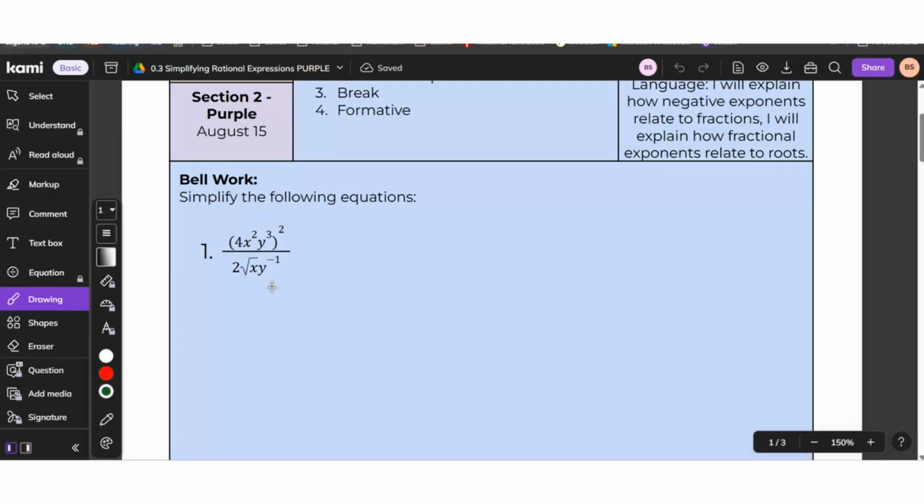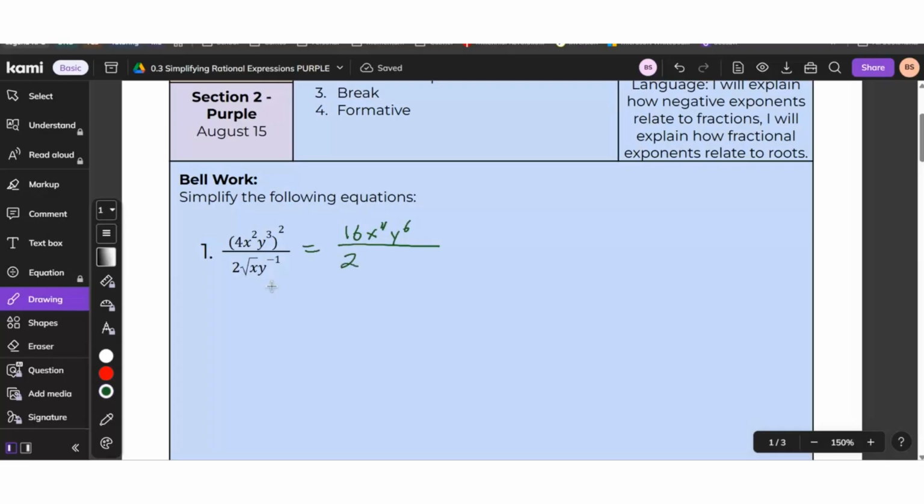All right, let's simplify the top. I like it. Good suggestion. So we're going to put that squared in. 4 squared, 16. X squared squared, x to the 4. Y cubed squared. See, you guys are so smart.